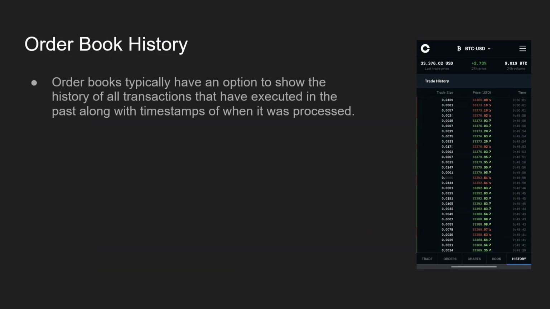So moving on to order book history. Order books typically have an option to show the history of all transactions that have executed in the past, along with timestamps of when they were processed.